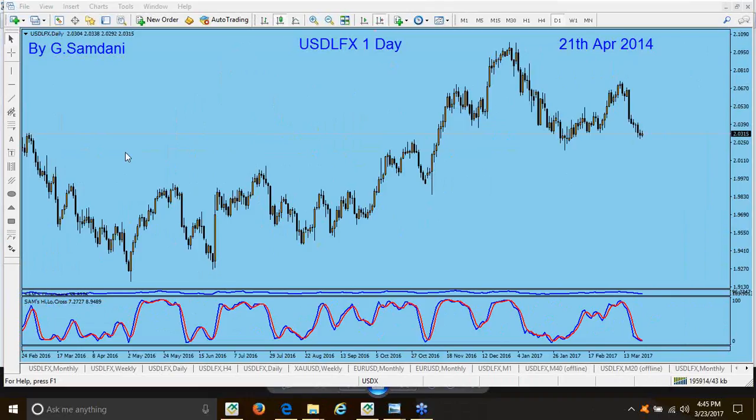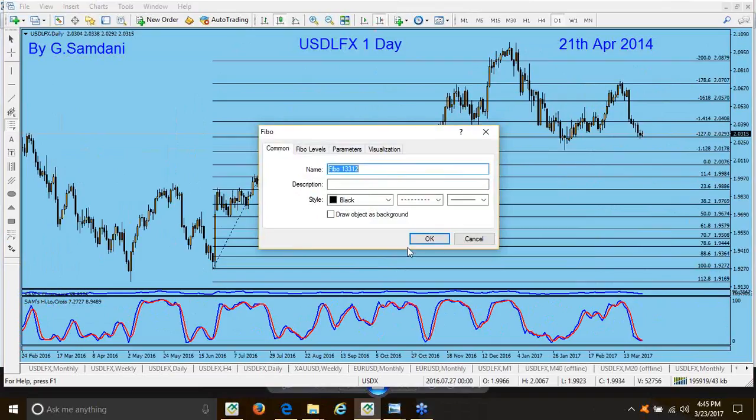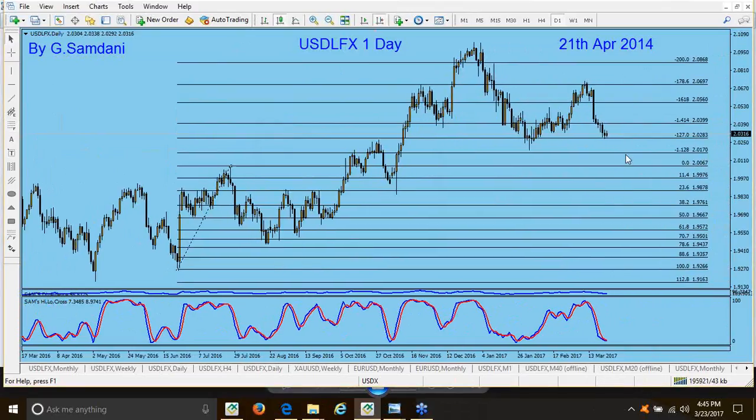We use this move. We use the retracement tool, which is this one. And then you notice that the first pullback was 50, and it's very close to 61%, right? And then it went up and then came down again, and we're very close to 78%.